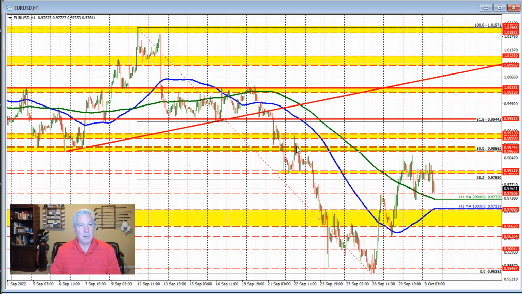Traded a little bit above and below it before the market started its final move to the downside here that took the price to the lowest level since 2002 here at 0.9535. That was on last Wednesday's trade.